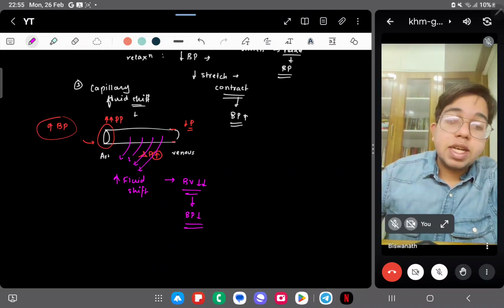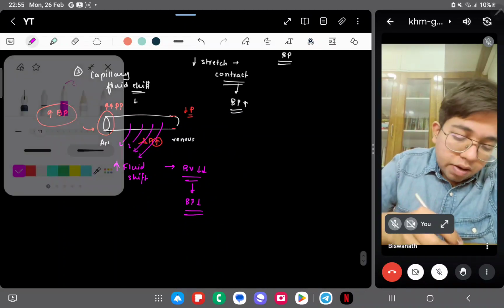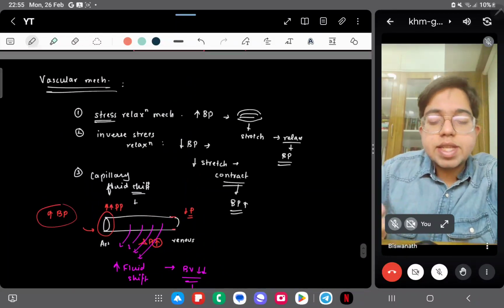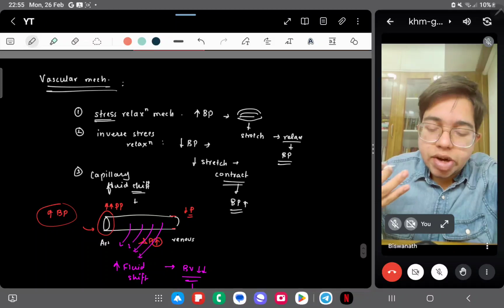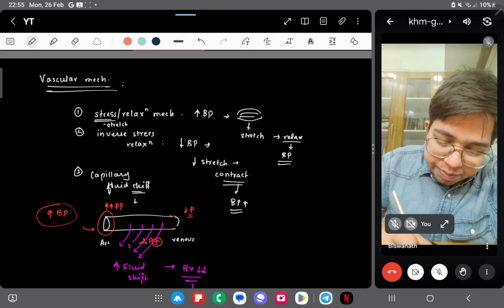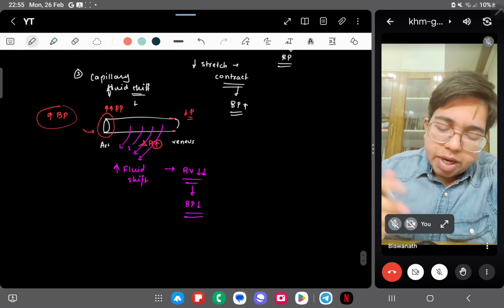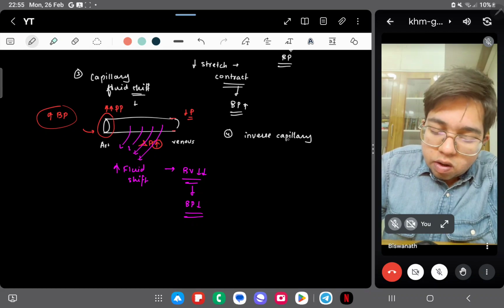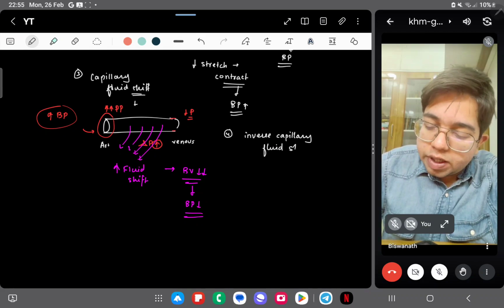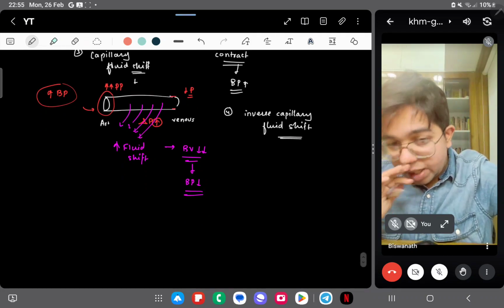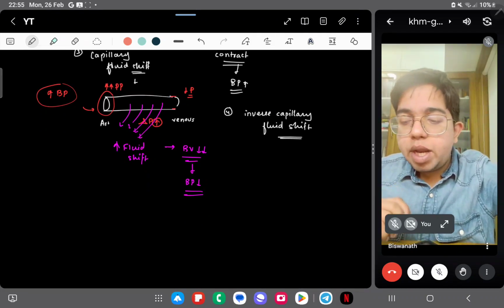There is something called the inverse capillary fluid shift as well. So four mechanisms: stress relaxation mechanism, which is also called stretch relaxation, and this capillary fluid shift, and we have something called the inverse capillary fluid shift. Four mechanisms we have in vascular mechanisms. Inverse capillary fluid shift, another mechanism.